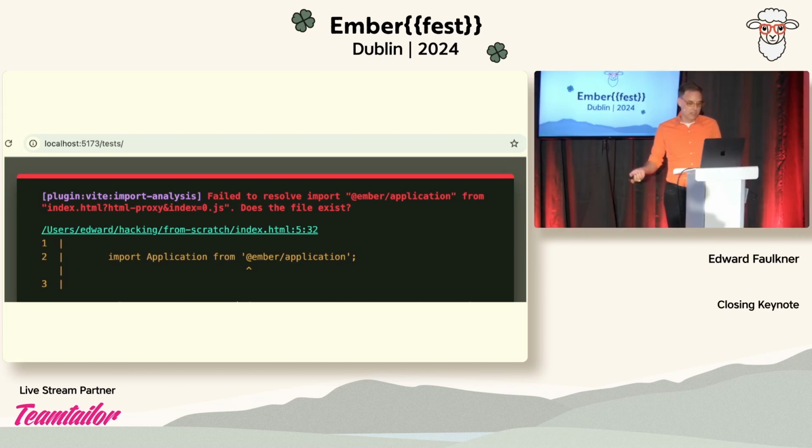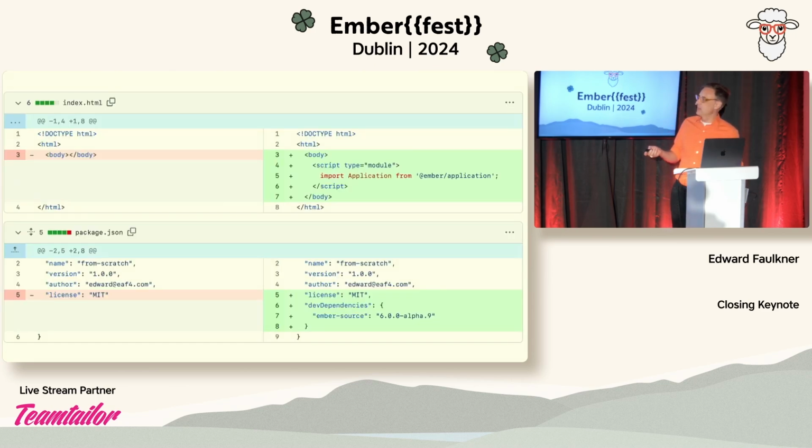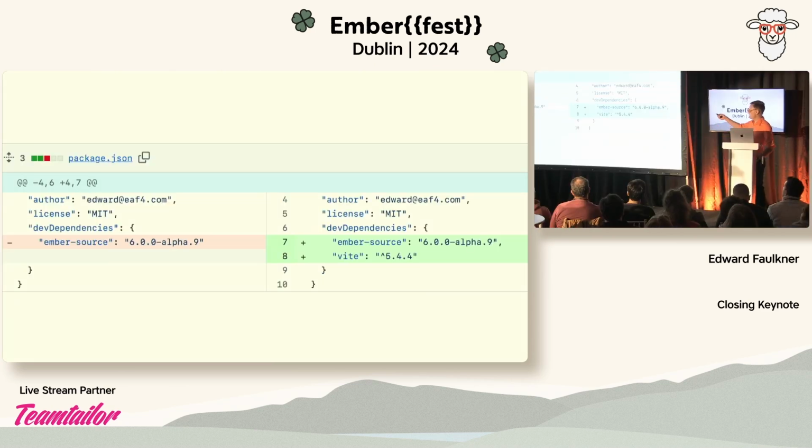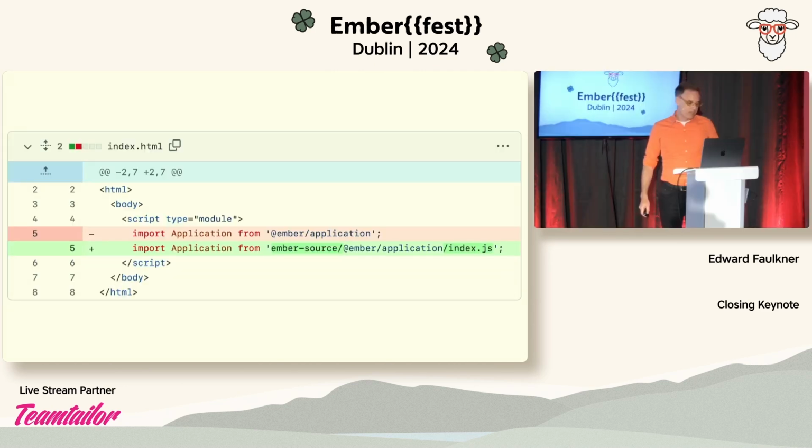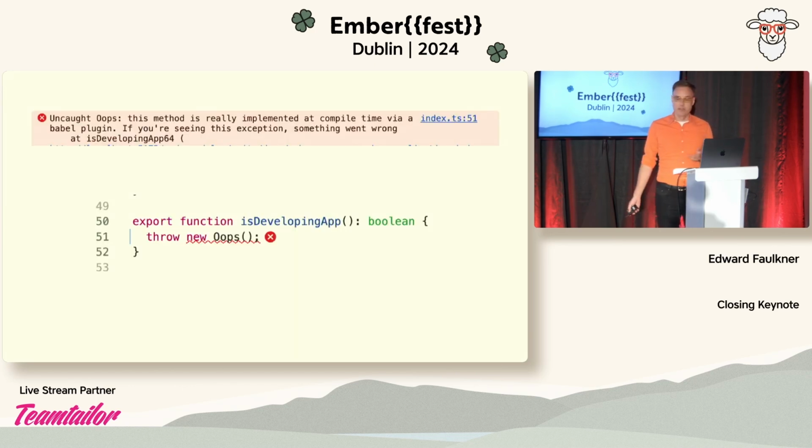And that makes sense because Ember application isn't a real package. All we have, I did say on the previous slide, I guess, is that I have Ember source, right? So I do have Ember source, but the package is named Ember source, not named Ember application. So we're gonna worry about that in a moment. But for now, we're just gonna make it work before we make it pretty. So we're gonna tell Vite exactly where that file really is in the package. And so now we don't have a build error anymore.